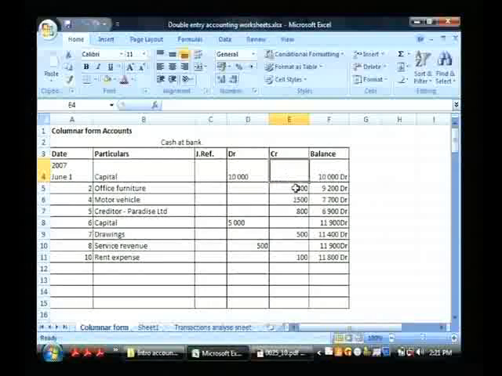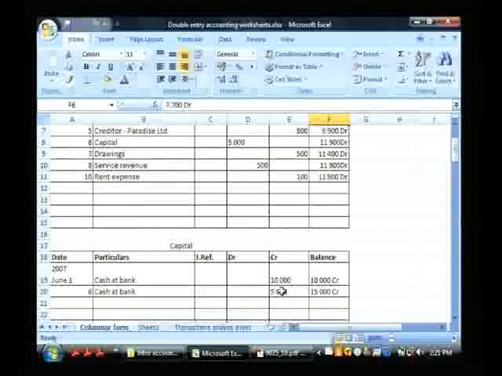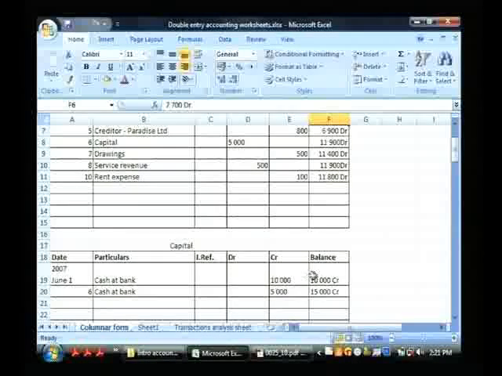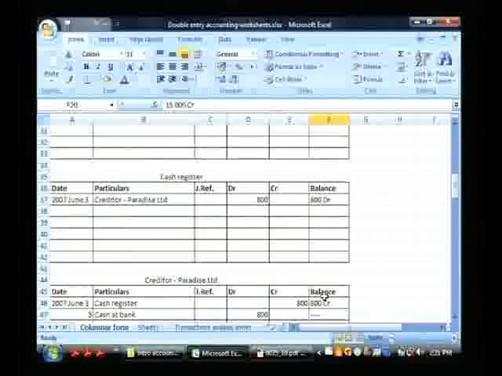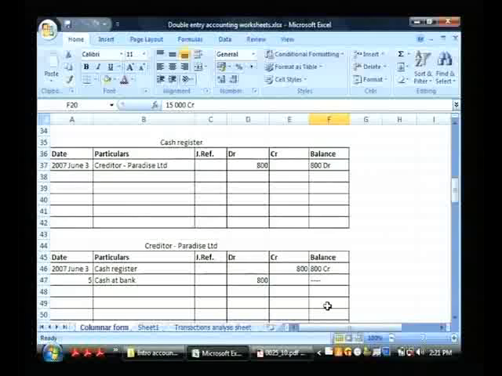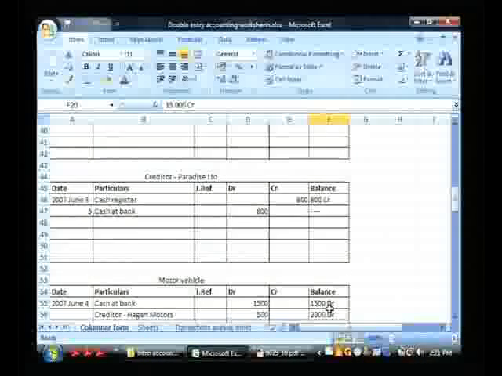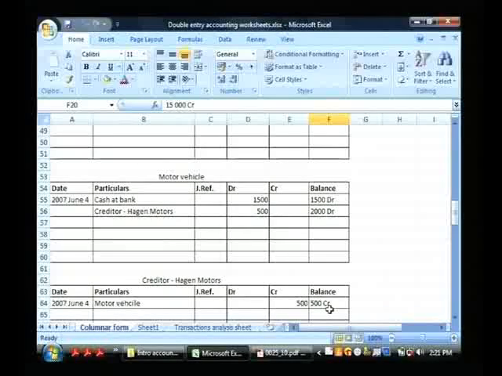After each and every transaction you record in the account, you have to find the balance and record it in the balance column. For all the accounts you can find the balance after each and every transaction. So then if you prepare a trial balance using these balances, again it is the same trial balance.